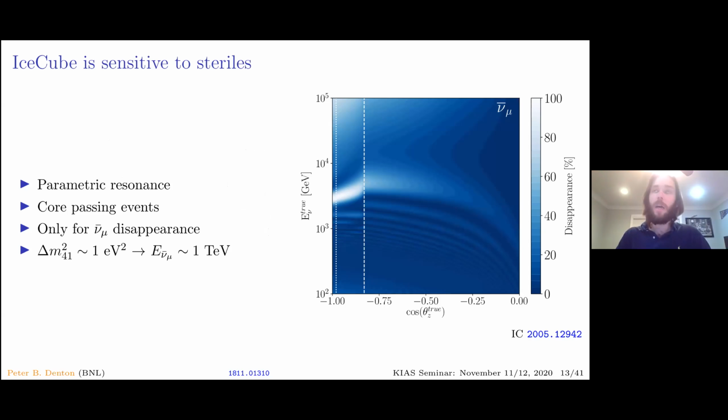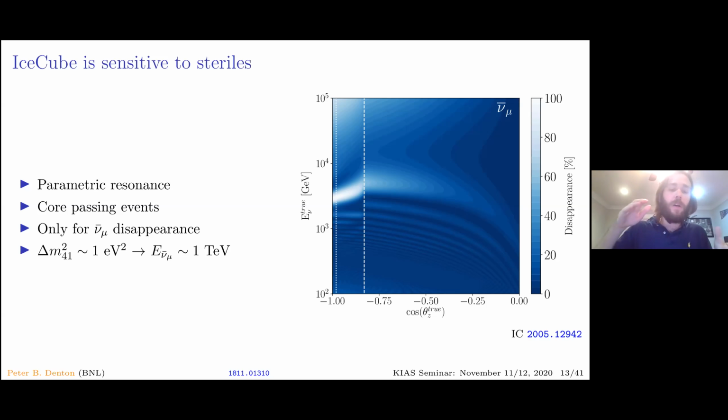So moving on to the oscillations, how do we see this in experiments? IceCube is sensitive to sterile neutrinos, as I said earlier, and they have a particularly strong sensitivity due to a parametric resonance. This is a unique and kind of bizarre phenomenon.